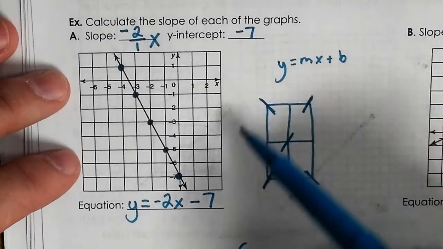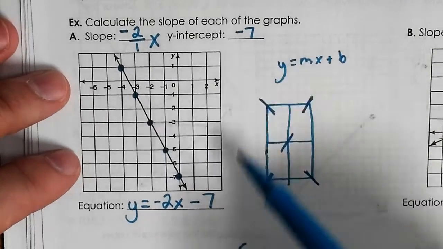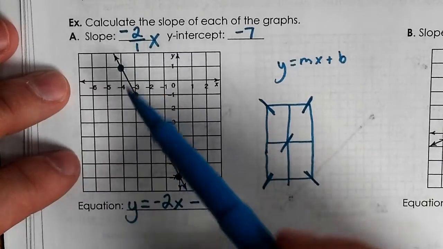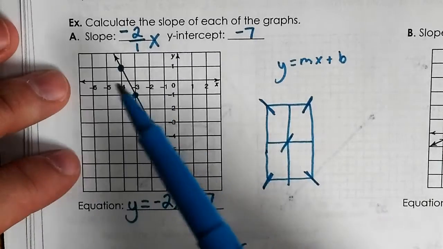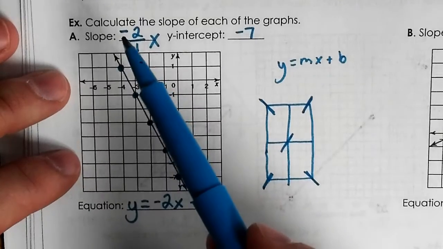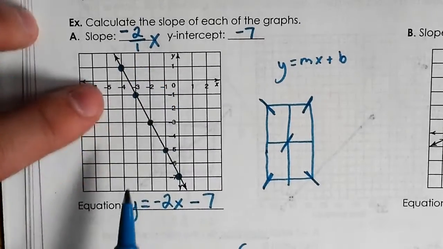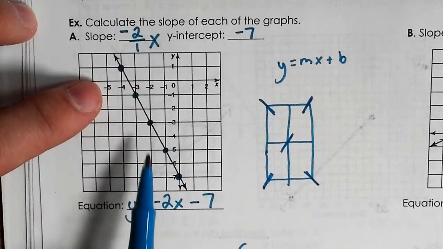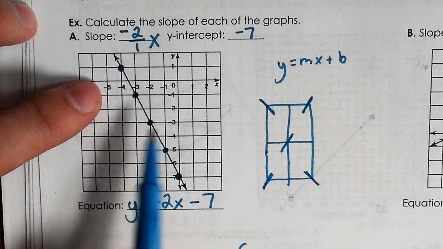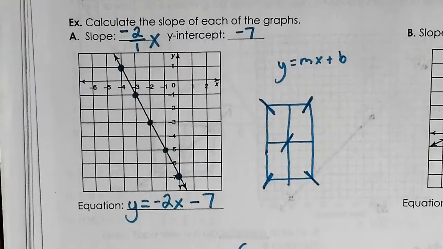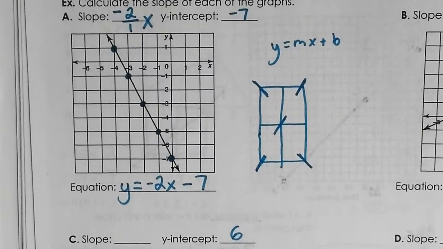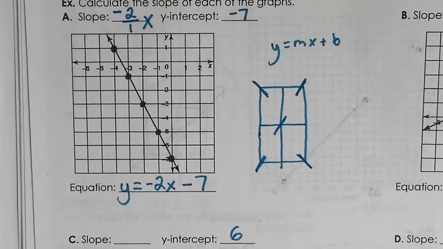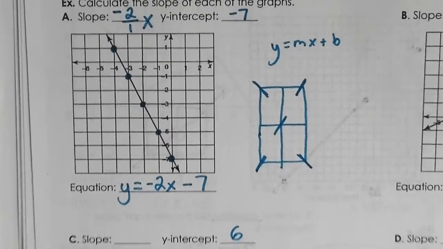Notice our y-intercept stayed -7, and then our slope is based on what we saw on the graph. The slope was negative, so we put a negative up there. And then how many did it go up or down by every time? Well, it went up or down by 2 every time, right? And then it always moved 1 to the left or right. So that's why the equation would be y equals -2x minus 7. Any questions on that?